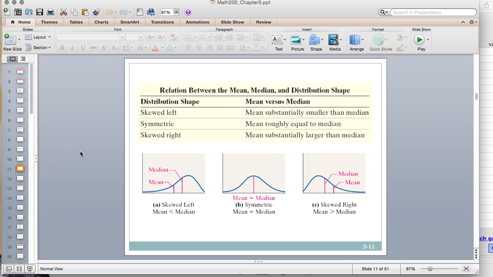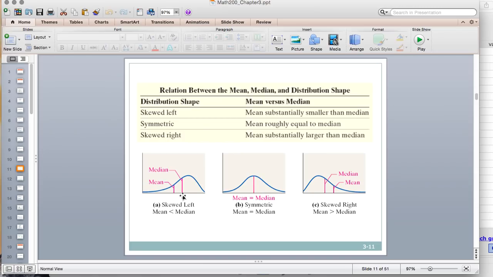So we talked about skew back in chapter 2, but I want to show you how it works when we're comparing the mean and the median and how those differ based on the skew. So if we take a look at this distribution right here, we have a distribution that's skewed left because it has a tail on the left. And if you take a look at it, the mean actually lives in the tail, and the median is more towards the middle of the data, okay? So in this case, your mean is actually smaller than your median.